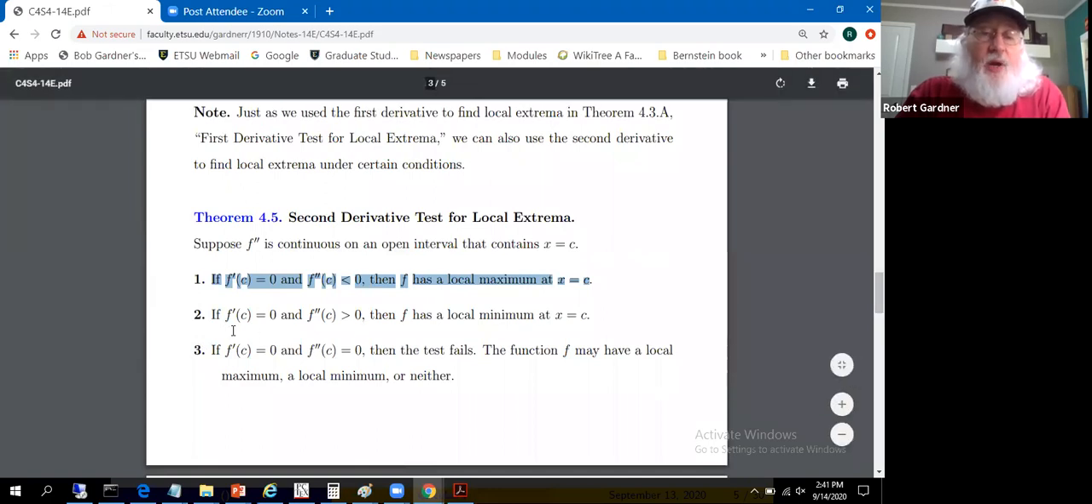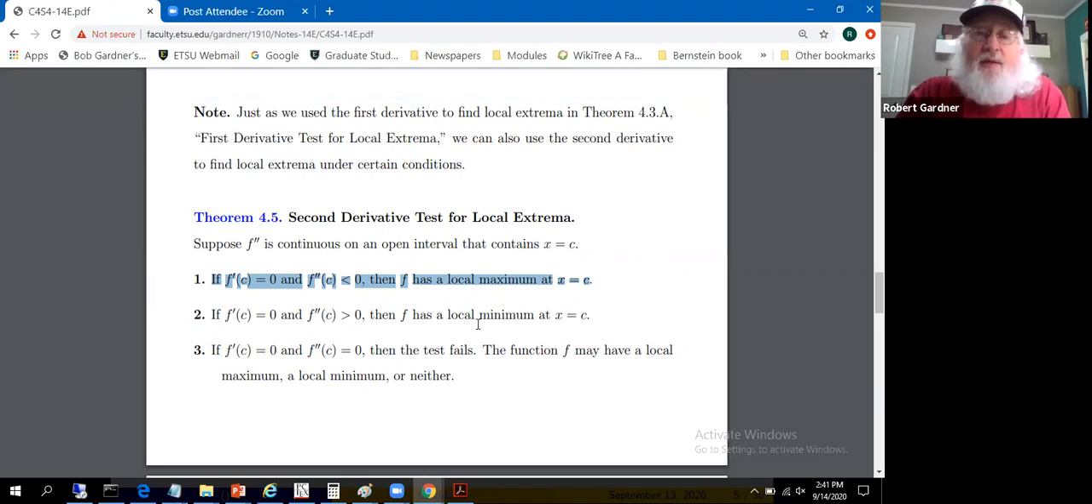Yeah, f prime is 0. Let's see, the second derivative is positive, so you're thinking smiley face now. And there's a low point on that smile where the function has a local minimum. If the second derivative is 0 and the first derivative is 0, so we're still looking at a critical point, then this test fails. The second derivative test for local extrema fails. The function may have a local maximum, it may have a local minimum, or it may have neither.